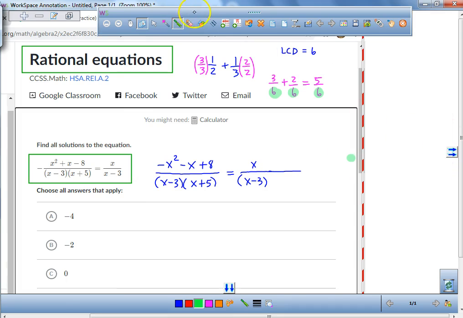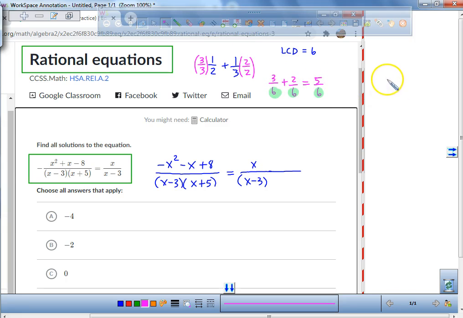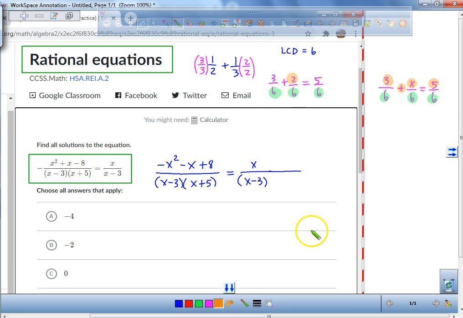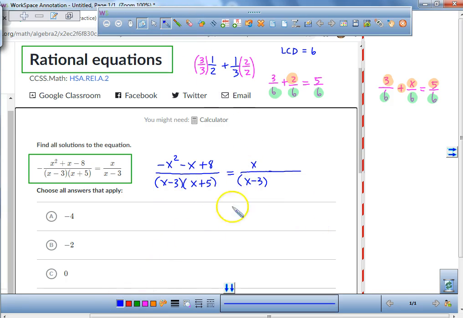Does everybody see that if you have the same denominator, I want you to understand that everything in the numerator will equal each other. So for example, what if I had 3 over 6 plus x over 6 equaled 5 over 6? You wouldn't have to do a whole bunch of work because all the denominators are the same. So what could we set equal to each other? 3 plus x equals 5. And what would x have to equal? 2.